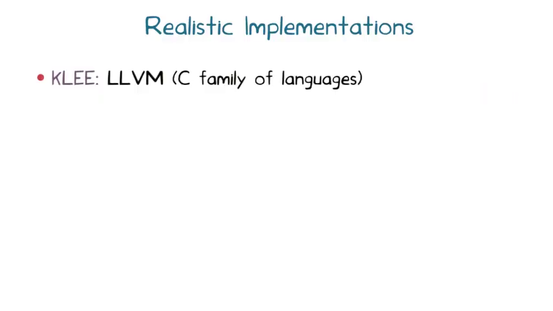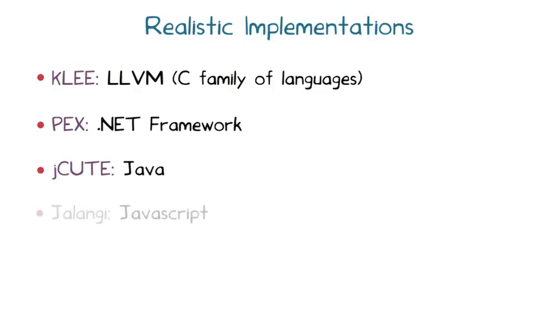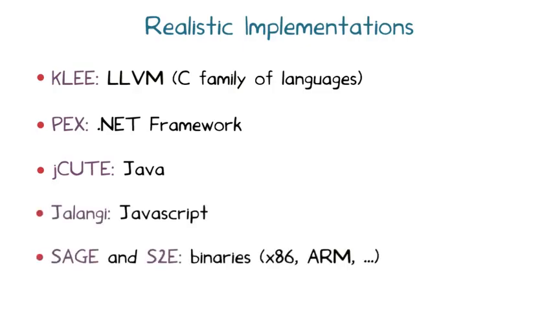The remarkable success of dynamic symbolic execution has led to open source as well as commercial implementations of the technique for virtually all mainstream high-level and low-level languages. Here is a listing of a few of these implementations. CLI, based on the LLVM compiler, which supports the C family of languages including C, C++, Objective-C, and Objective-C++. PEX for applications written using Microsoft's .NET framework, JQt for Java programs, Jalangi for JavaScript programs, and Sage and S2E for binaries on common architectures such as x86 and ARM.